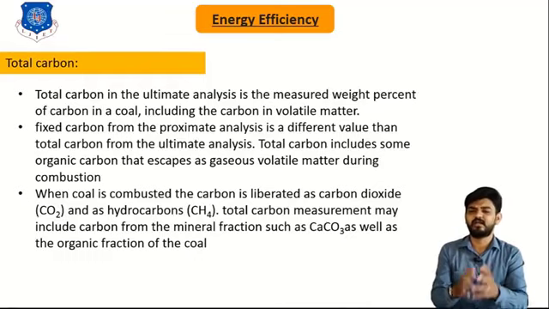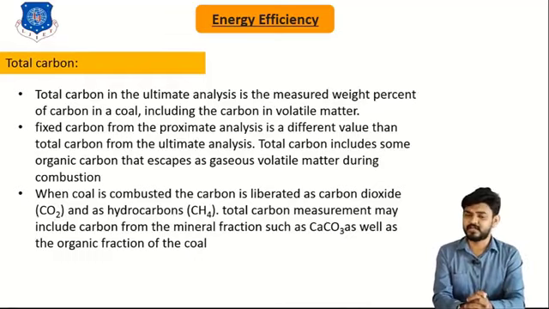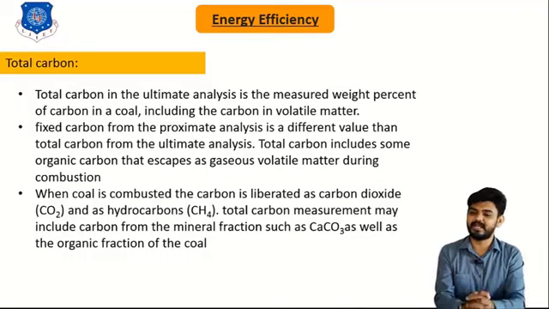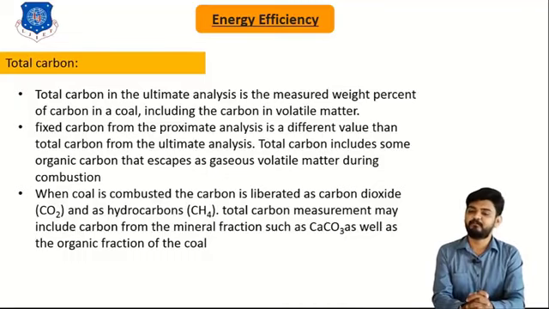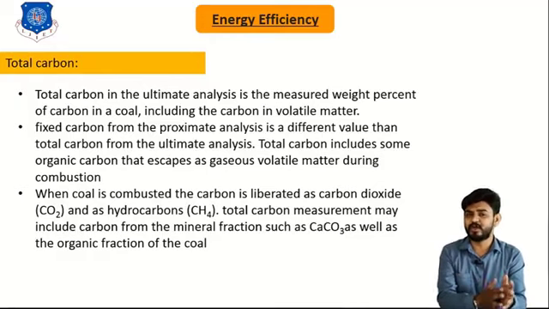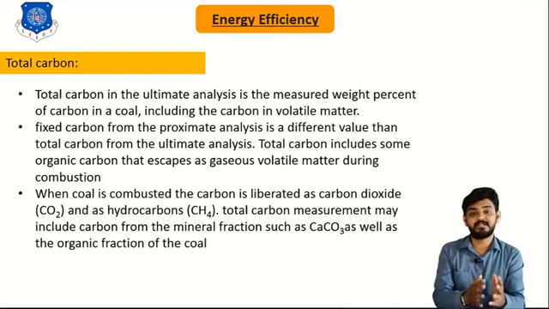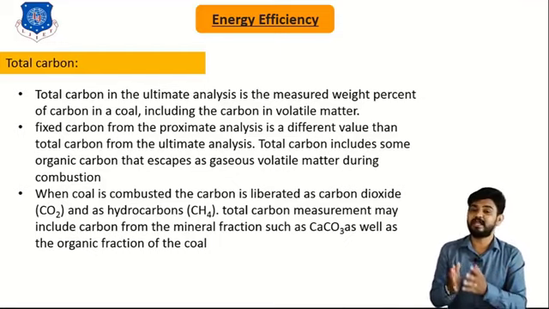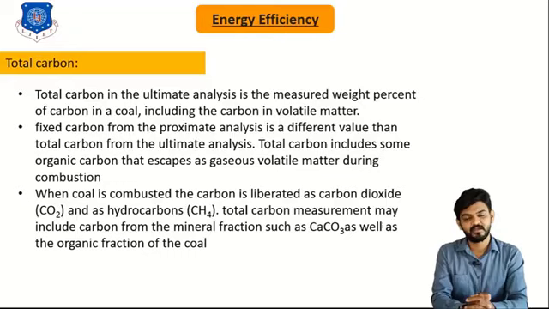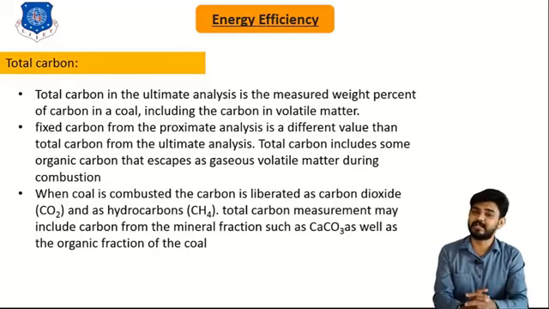So, when coal is combusted, this carbon is liberated as carbon dioxide or as different hydrocarbons such as methane and ethane. The total carbon measurement may include carbon from minerals such as CaCO3 as well as the organic fraction of coal. So, the total carbon also includes carbon present in minerals such as CaCO3 and different organic materials. This was all about the total carbon.